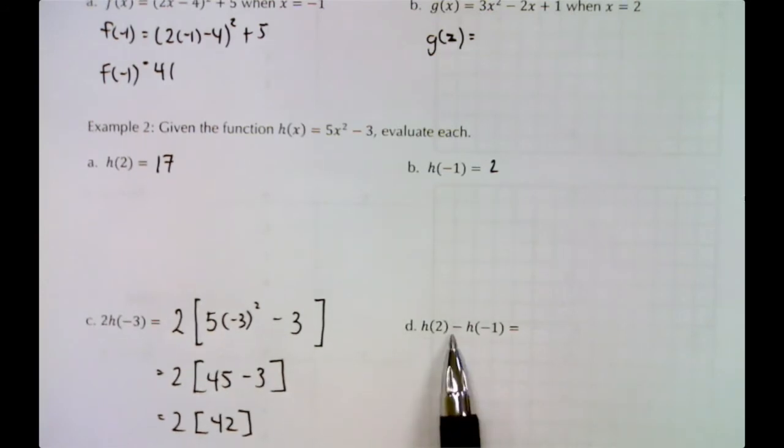h of 2 minus h of negative 1. Now if you notice something special about this, Vanessa Berryman, can you dial extension 190? Vanessa, dial extension 190.